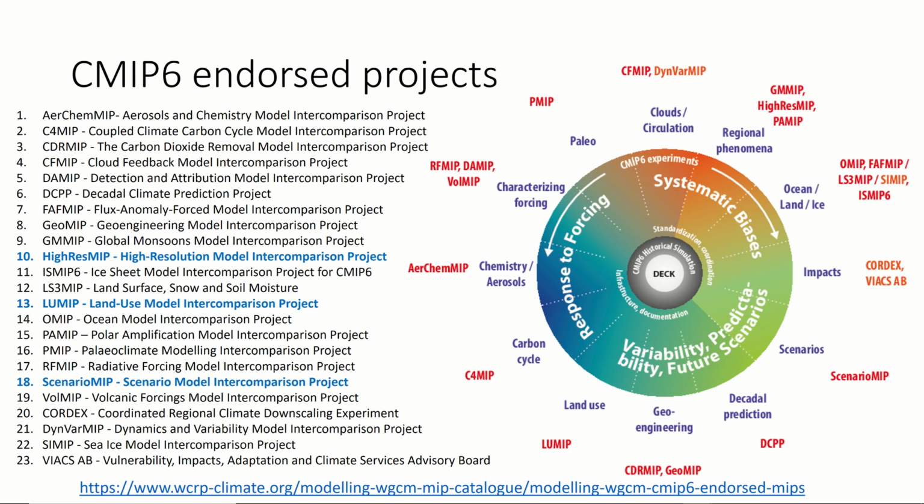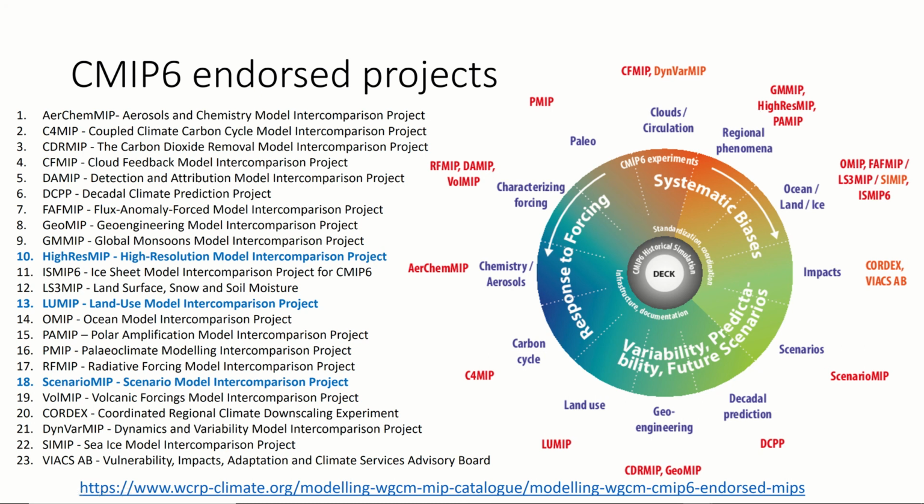Other than climate science, for a general user, other useful projects in CMIP6, for example, would be the scenario MIP. I will talk about this. This is for future projection. And the land use MIP. So here you see the land use MIP, here the scenario MIP, and the high resolution MIP.